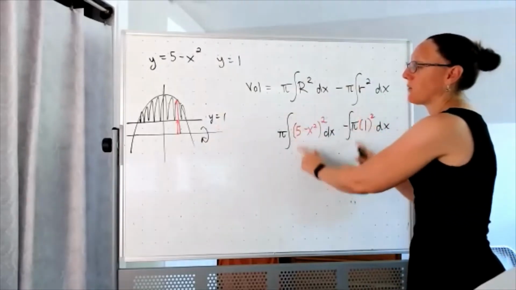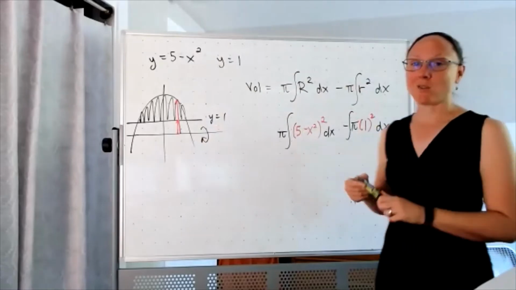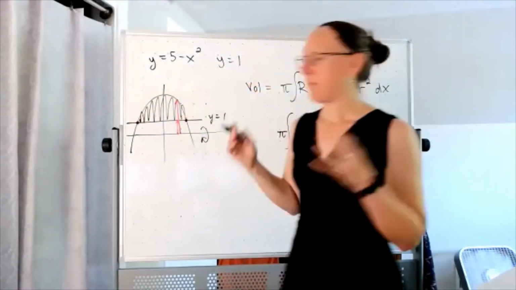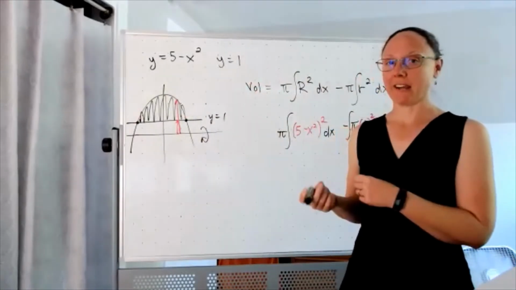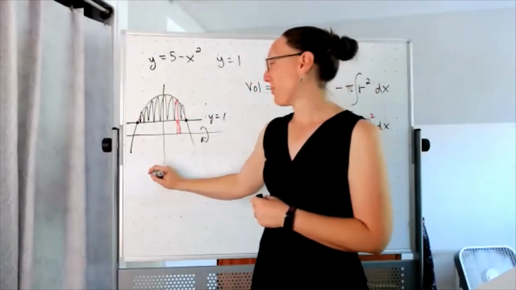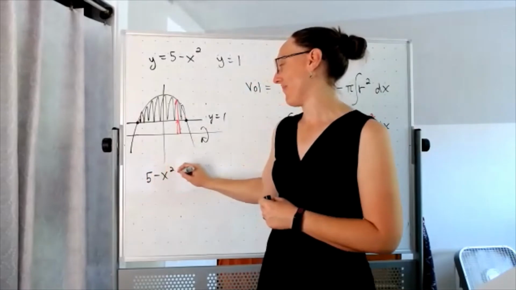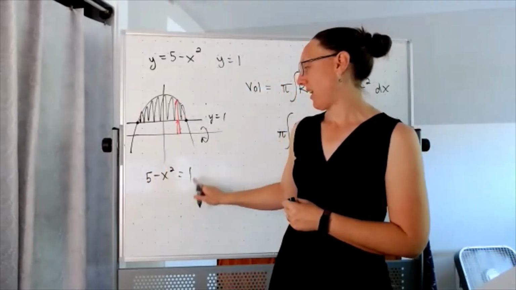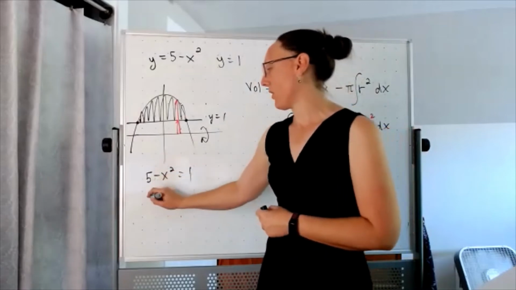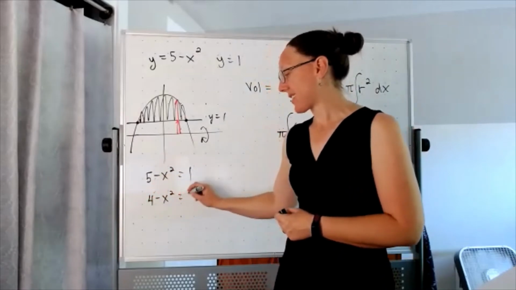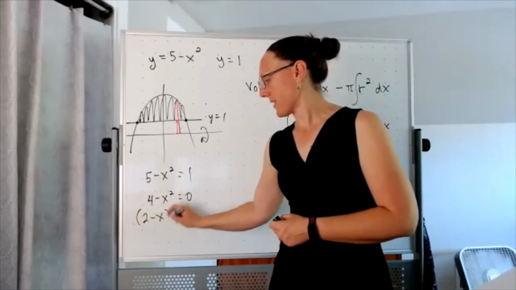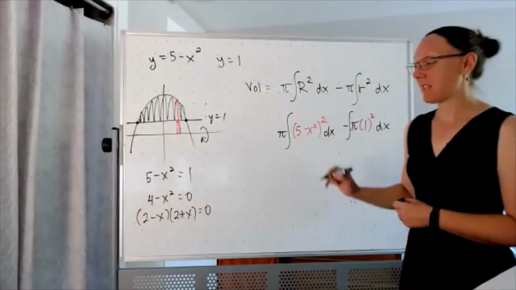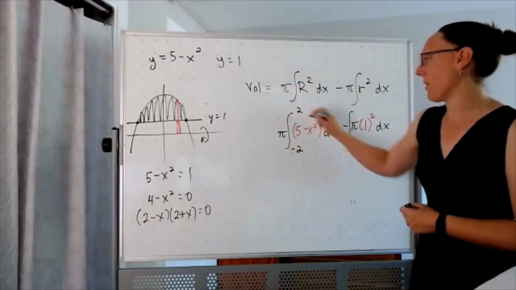So I do need to find those limits of integration. And those limits of integration are going to come from where my two functions intersect. And to find the intersection points, I'm going to set them equal to each other. So I've got 5 minus x squared is equal to 1. And if I subtract the 1 over, I've got 4 minus x squared is equal to 0. And that happens to factor nicely for me. So I know that my limits of integration go from -2 to +2.